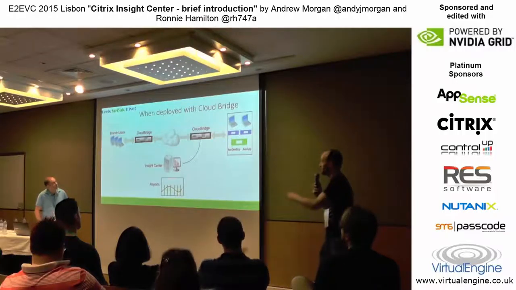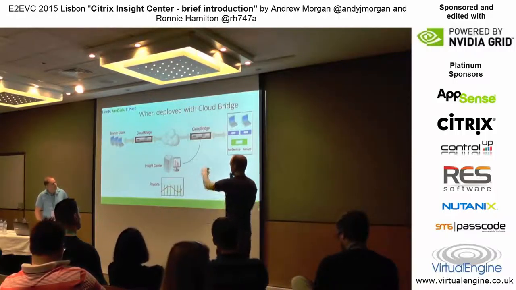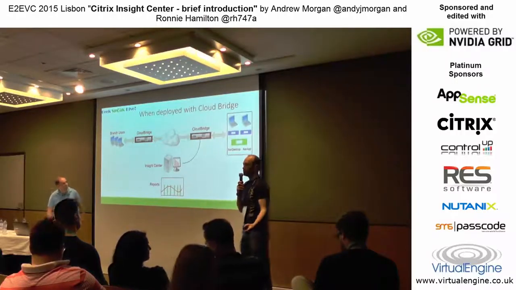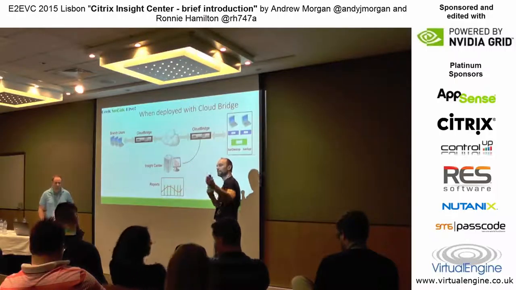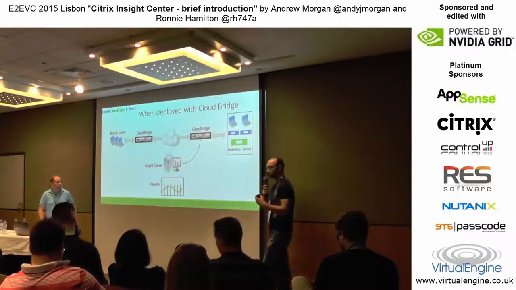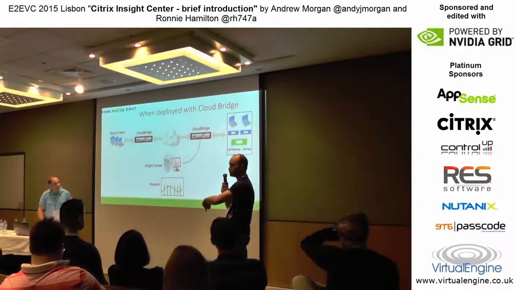CloudBridge. Ronnie hit on this earlier on. If you've got a WAN accelerator, Insight can pull directly from that. For every CloudBridge hop, you're getting data coming in and out, and Insight is aggregating all that together for you. So it's really handy if you have CloudBridge, and of course you've got NetScaler too.